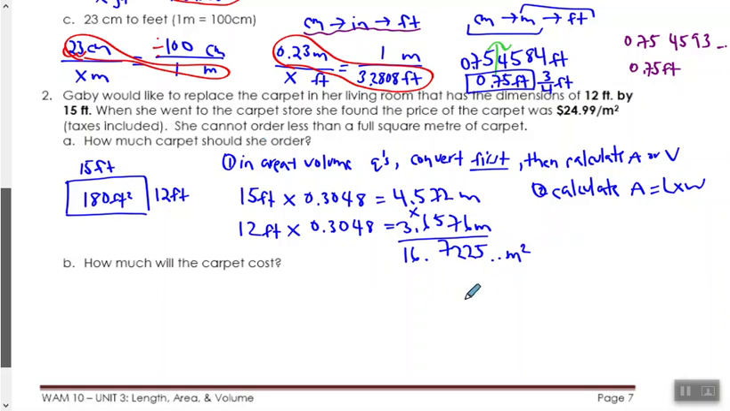So now I'm not going to go to the store and order 16.7225, so on and so forth, meters squared, because I cannot order less than a full square meter of carpet. So I'm going to need to go in and order not 16 square meters of carpet, because I won't have enough, but 17 square meters. So 17 meters squared of carpet is what I will have to order.